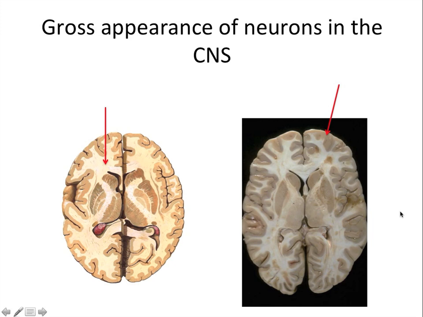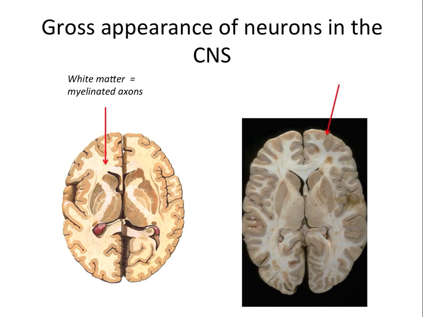We call it white and grey matter because that's how it looks on a fresh neural specimen. And so here you can see the white matter, here you can see the grey matter. The question is, what makes white matter white and what makes grey matter grey? Well, the white matter is white because it contains lots and lots of myelinated axons.